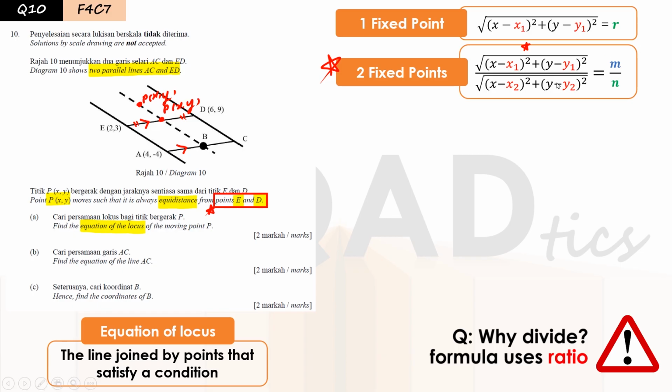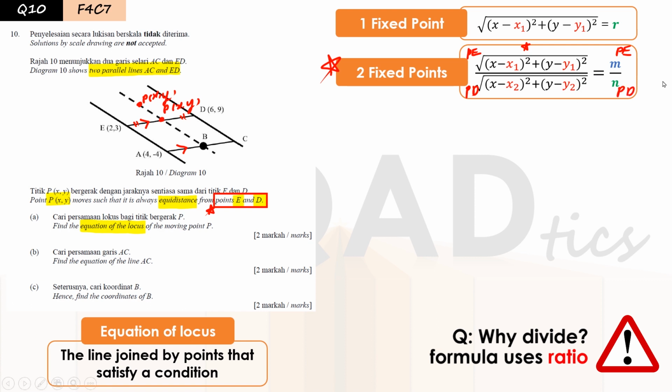Alright, so for example, the left hand side, right? The first distance formula describes the distance from P to the first fixed point, which is E. And then the second distance formula focuses on finding the distance from P to D. So essentially, we are finding the ratio of PE over PD. Same thing as the right hand side as well, but this one is the actual distance. So M here is the actual distance from P to E, and N is the actual distance from P to D.